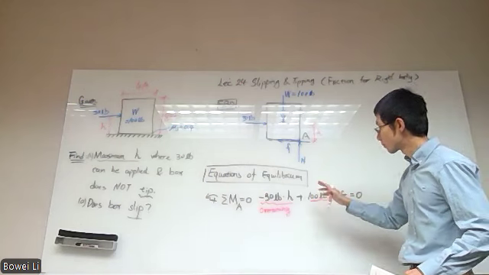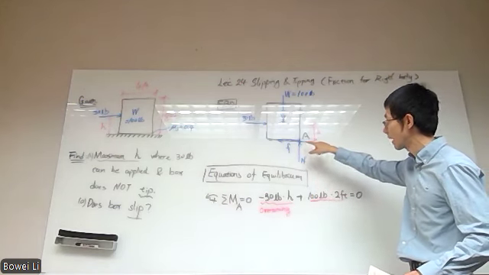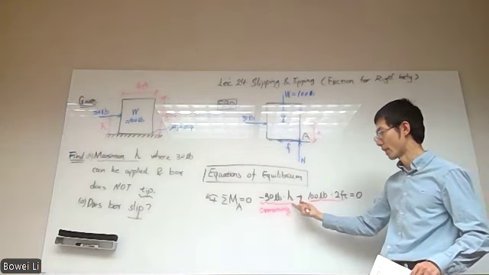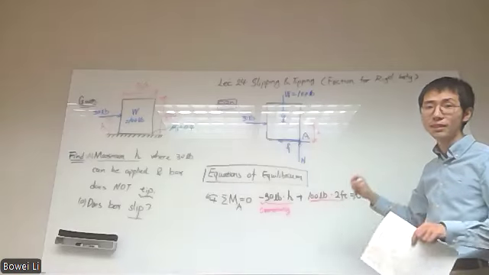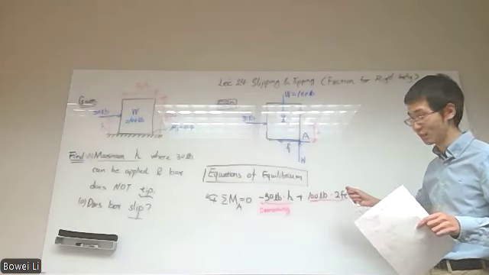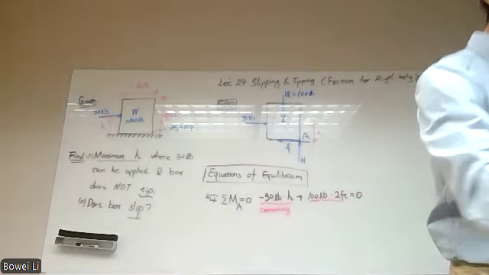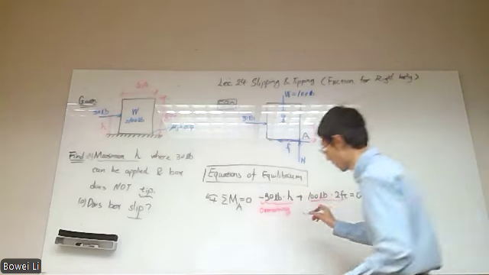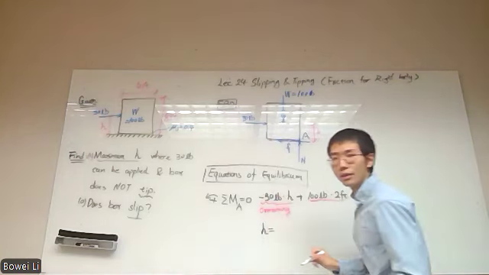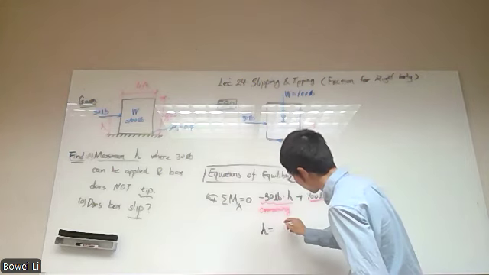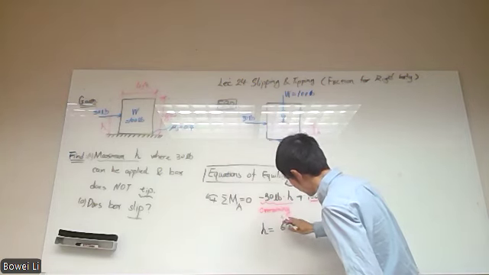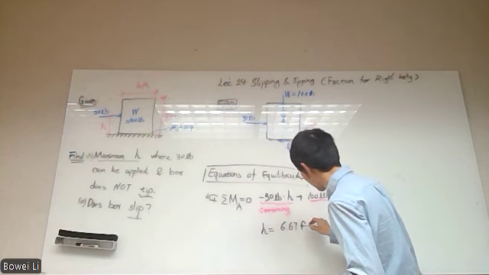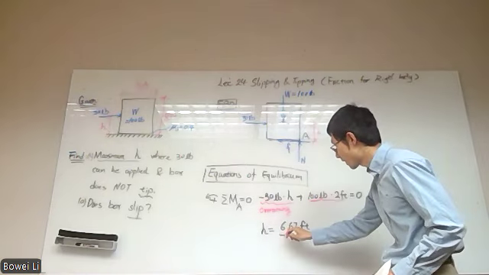And at the very critical point when the object is going to overturn, we have this equation of equilibrium for that critical status. If we solve the equation, there is only one unknown here. We're going to have h equals, sorry, 6.67 feet here. Okay, that is the answer.